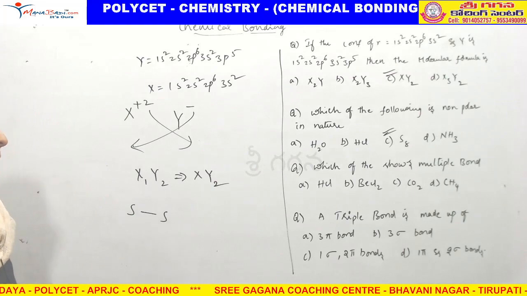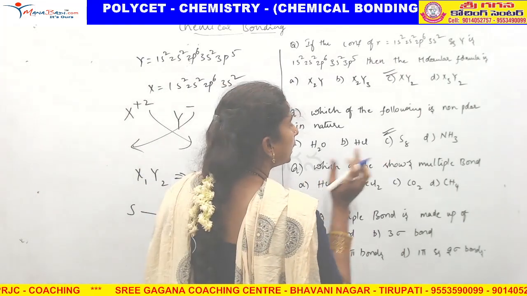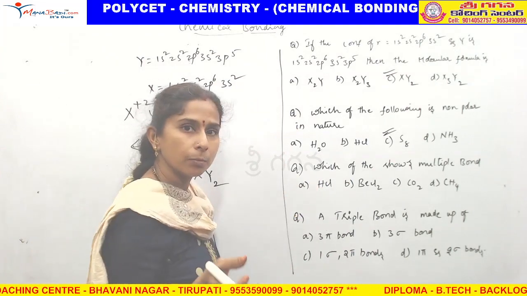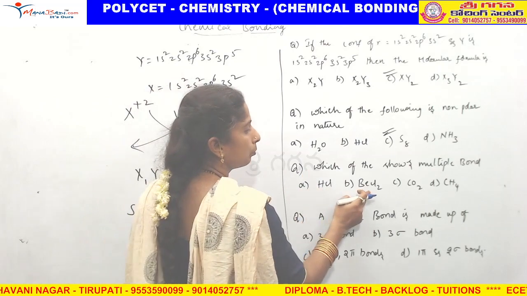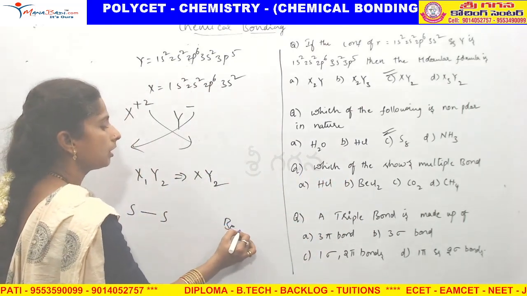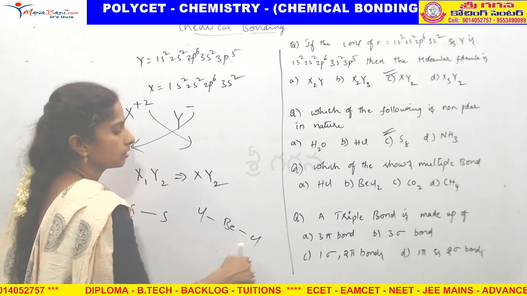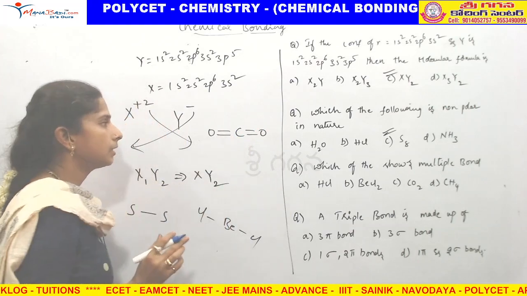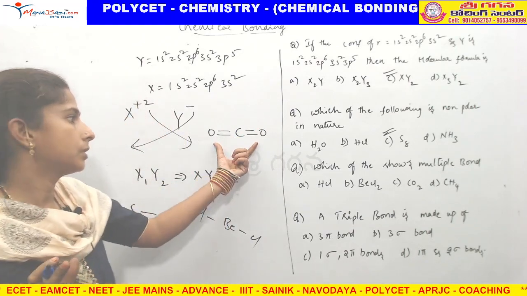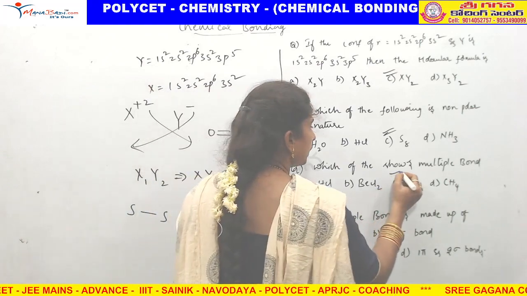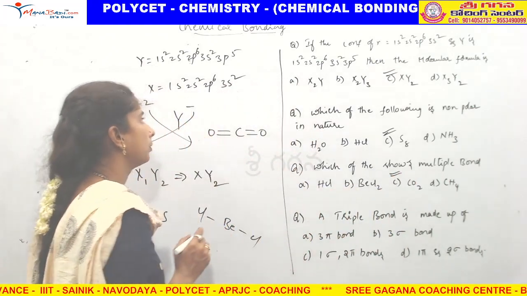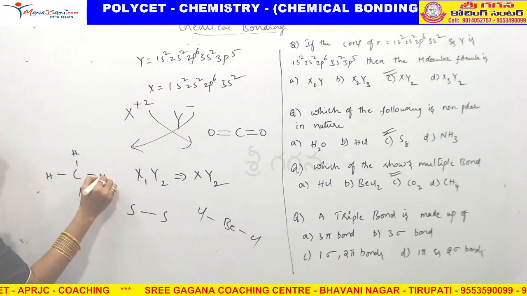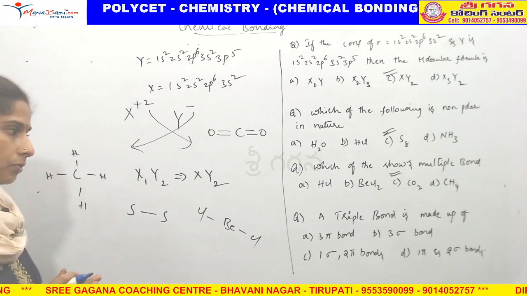So S8. Next, which shows multiple bonds? HCl: hydrogen and chlorine are able to form only one bond, so it is not. BeCl2, you know this structure, BeCl2, no. CO2: oxygen is able to form the double bond. So this is the structure of CO2. Multiple bond means either a double bond or a triple bond. If you see CH4, this is CH4, hydrogen, all are single bonds.